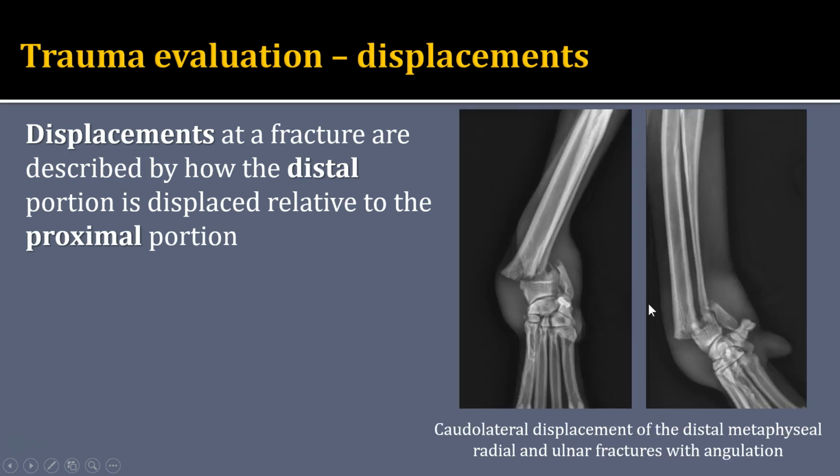Here's an example of distal metaphyseal fractures of radius and ulna. And here is our proximal part of the limb. Notice the distal part of the limb is displaced laterally. So here's the ulna. So we have lateral displacement here. On the lateral view, the distal part of the limb is displaced caudally. So we have caudal lateral displacement in this patient with these fractures.